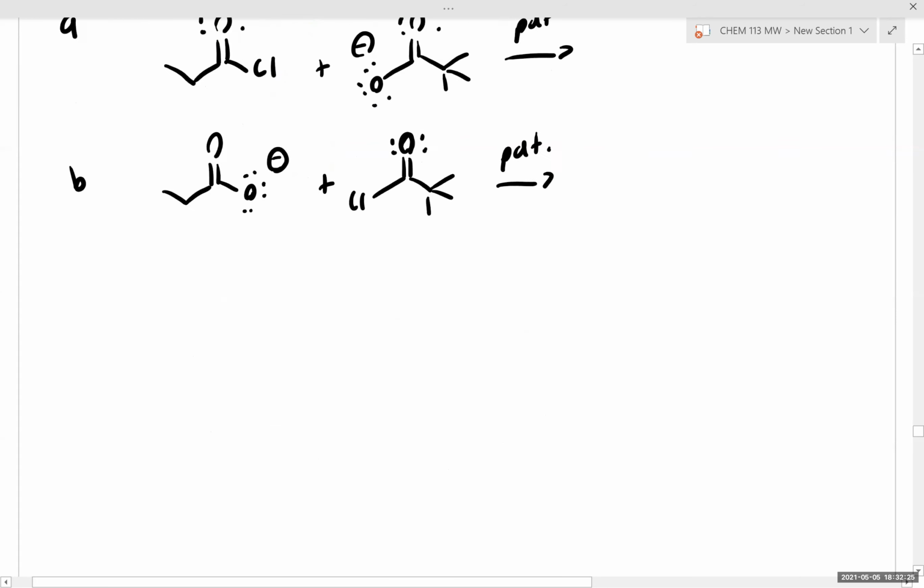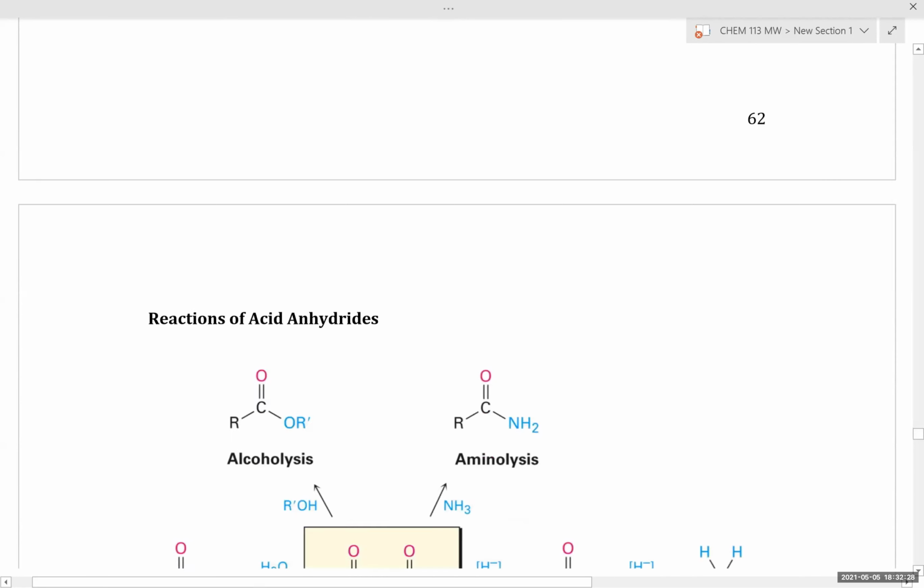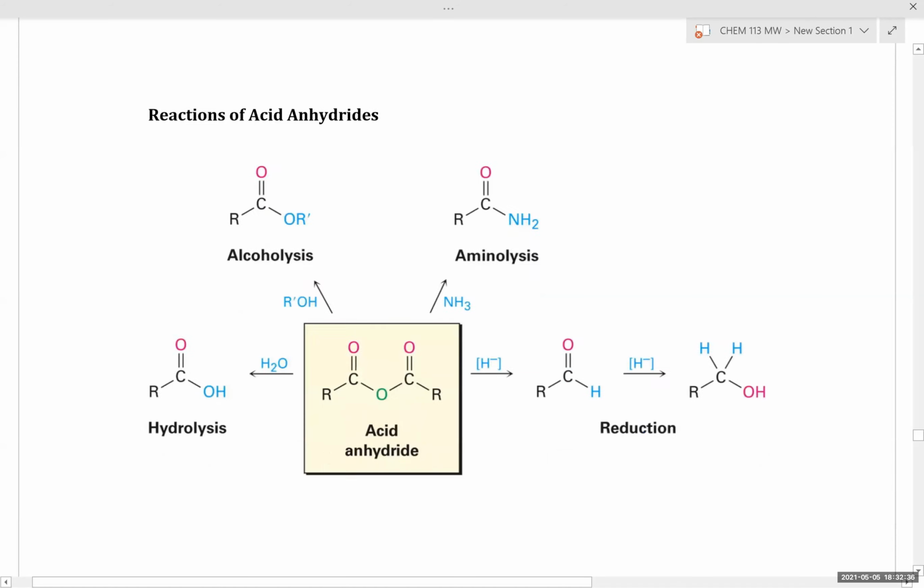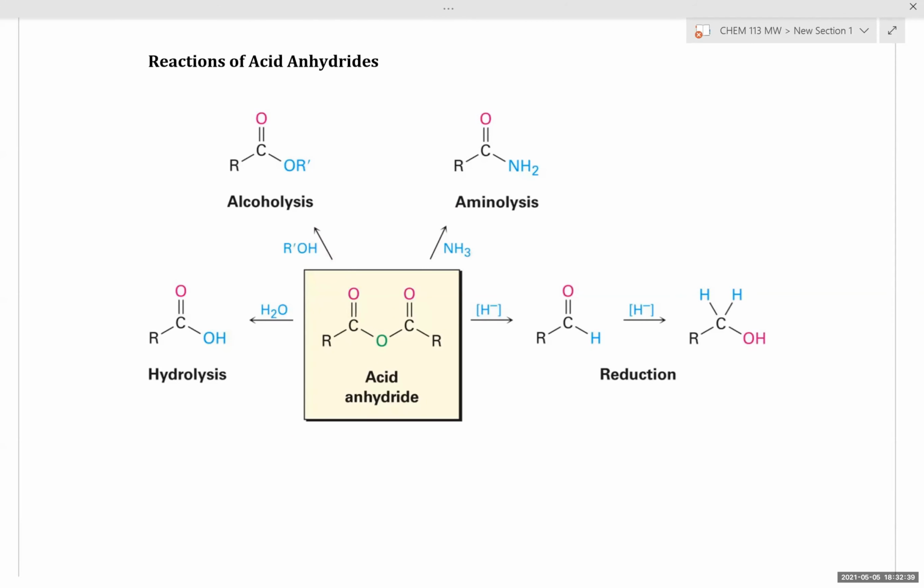Okay, so let's keep going then. And let's talk about some common reactions of acid anhydrides. So just like acyl chlorides, acid anhydrides can be derivatized to carboxylic acids, they can be subjected to alcoholysis to prepare esters, they can be subjected to aminolysis to prepare amides, and they can be reduced to prepare aldehydes and alcohols. So the acid anhydride is a readily derivatized functional group.